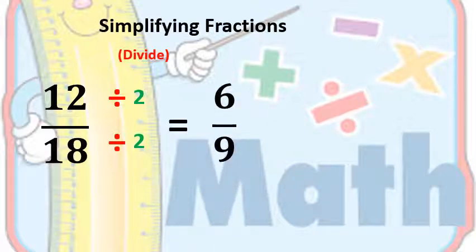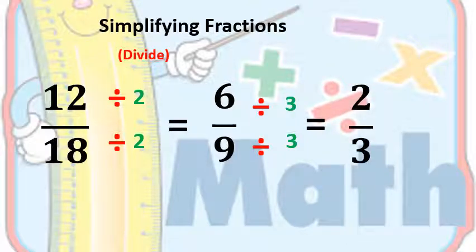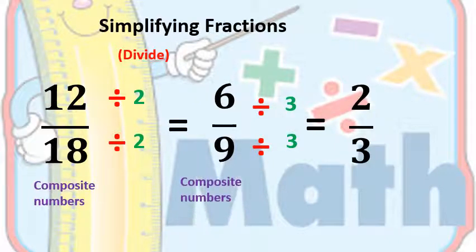Can I simplify more? Can I divide more? Yes. Divide by what? Divide the numerator and denominator by 3. So 6 divided by 3 is 2, and 9 divided by 3 is 3. Now, the numbers in the first fraction are composite numbers. In the second fraction, we also have composite numbers. Now in the last fraction, we have prime numbers.